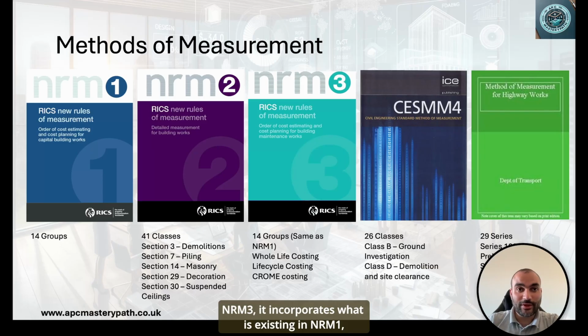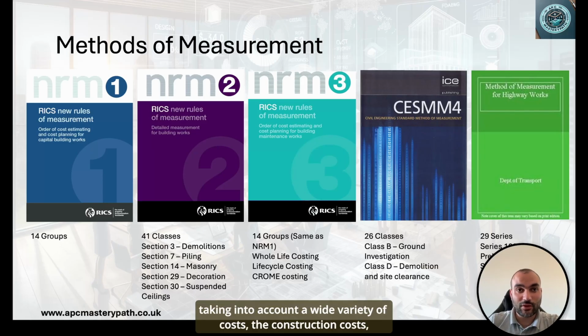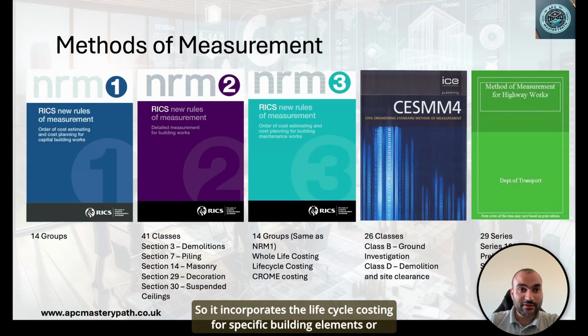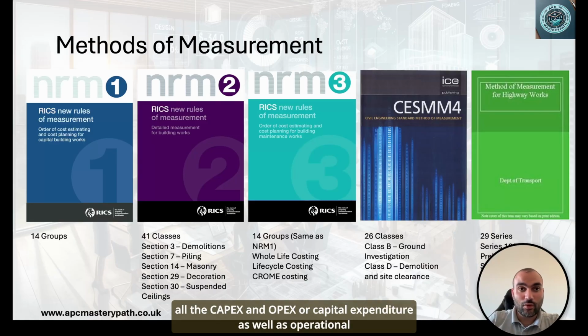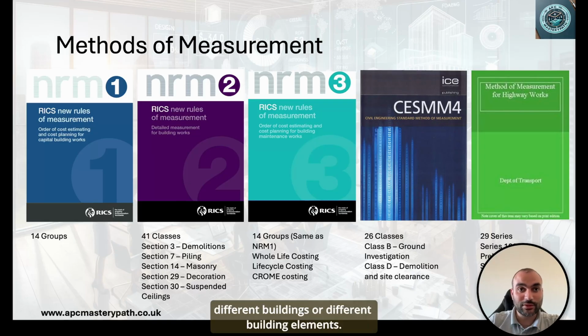NRM3, it incorporates what is existing in NRM1, taking into account a wide variety of costs: the construction costs, renewal costs, operational costs, and also the maintenance costs. So it incorporates the life cycle costing for specific building elements or buildings, in addition to the whole life costing, taking into account all the CapEx and OpEx, or capital expenditure, as well as operational expenditure for different assets or different buildings or different building elements.